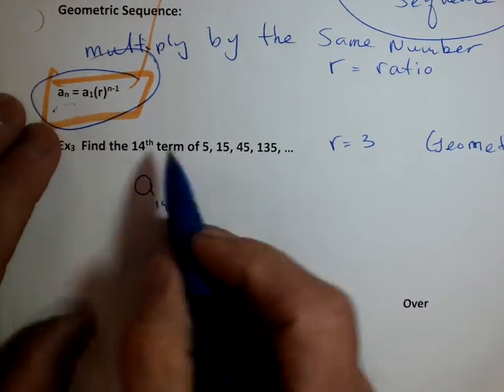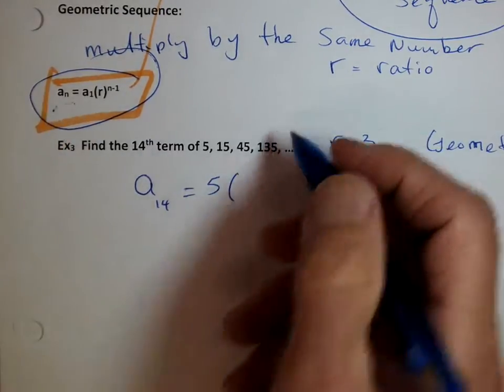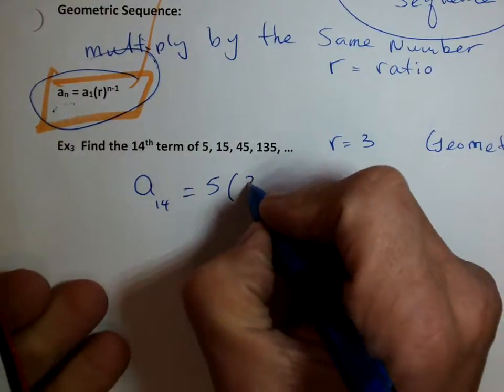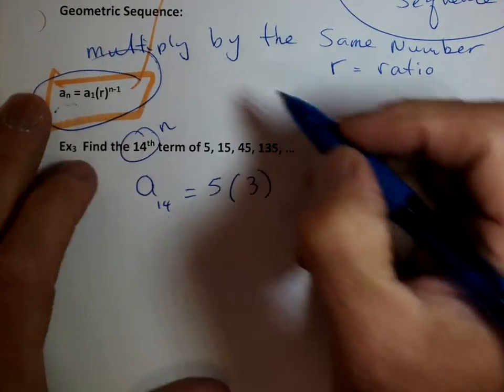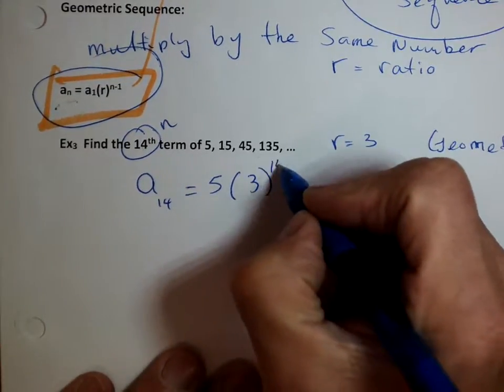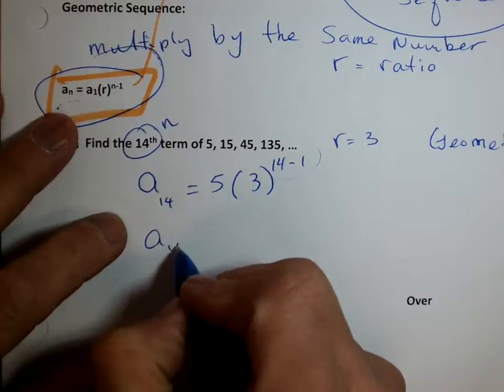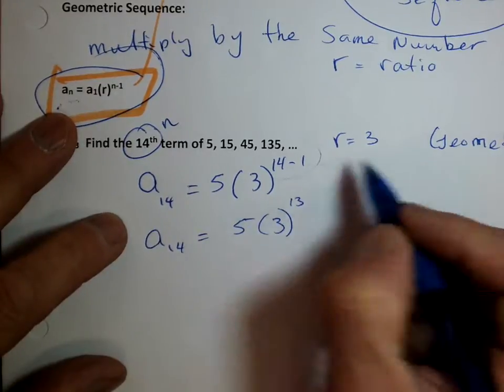So how do I do this? A of 14 is equal to a1, the first term, which is 5, times r, and r is 3, to the n minus 1 power. Since I want to find 14, 14 is the n, so to the 14 minus 1 power. I'm going to make this easy and just change that to 13 for your calculator. So a14 is equal to 5 times 3 to the 13th power, because 14 minus 1.